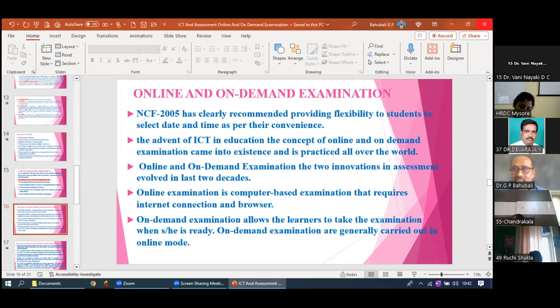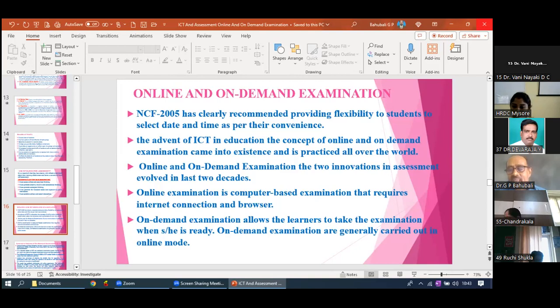Examination based on the concept of demand of the students, the ongoing learner. That is the system: ongoing, learner-based, learner choice, student-based in terms of date and then time. According to their convenience, they can select, they can attend, and they can take the examination.